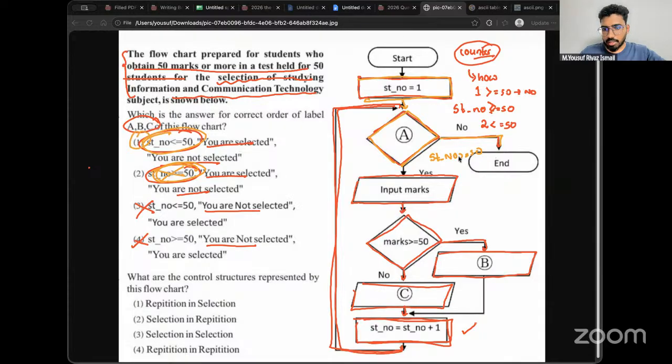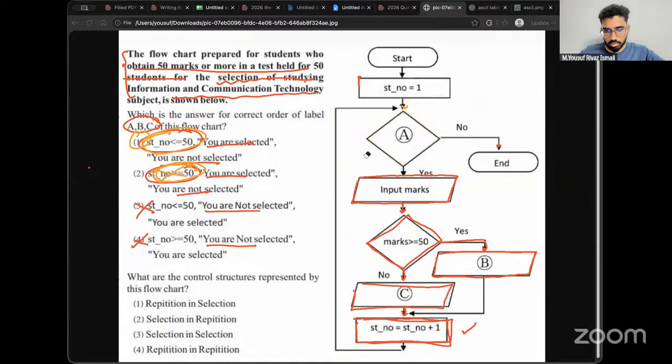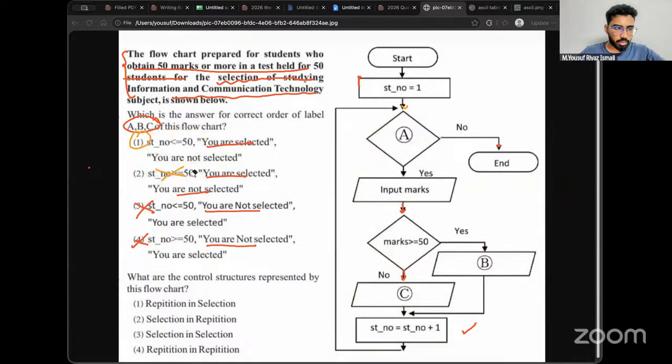Does that make sense? I told it a bit fast. If you understood, tell yes. If you didn't understand, let me know your questions. Perfect. If there's any question, let me know, Hannah. So the answer there is the first one.